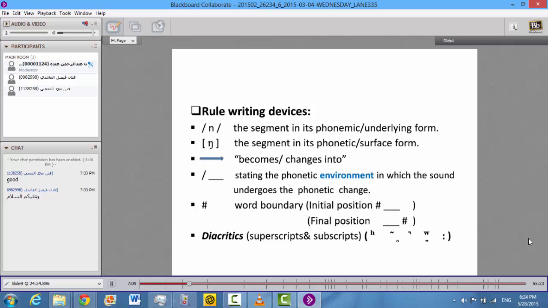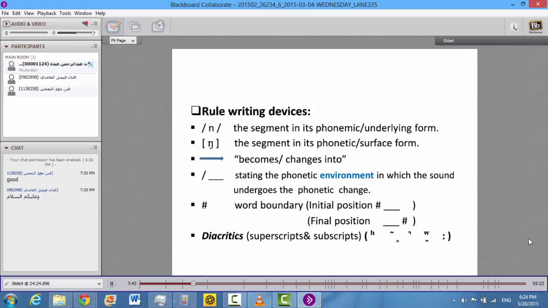And then we state the phonetic environment by using this slant followed by a dash. This dash is the place where the sound that undergoes the change actually occurs. And either it's going to be influenced by a following sound or a preceding sound. If it is preceding, then we put the sound that has influenced or caused the change before. If it is after, then we put it after this long dash.